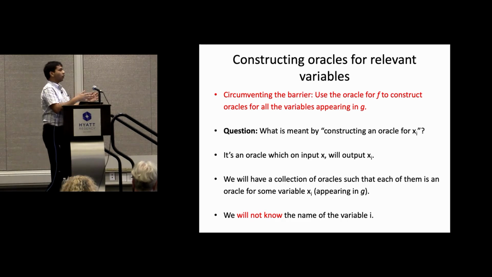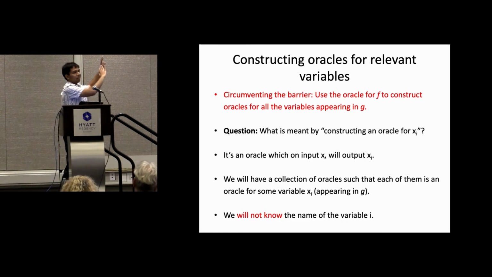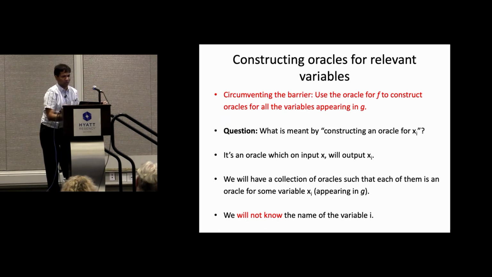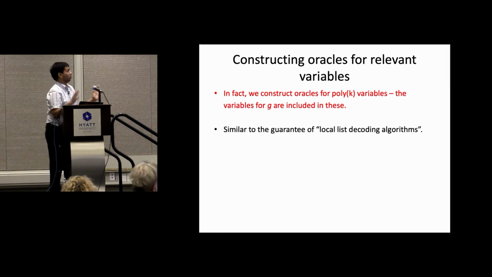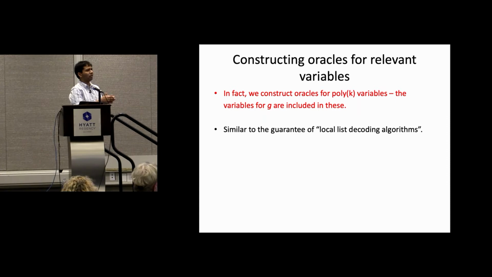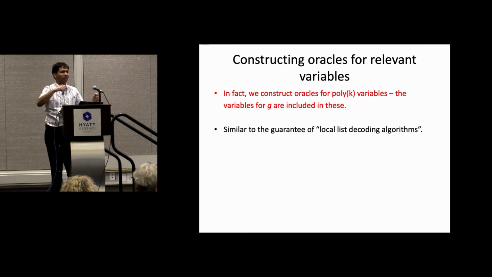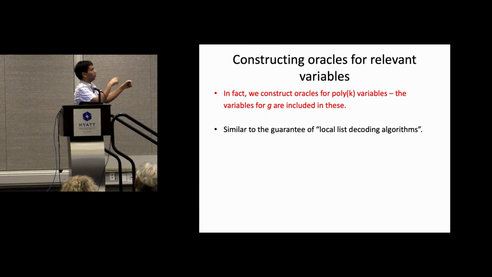And once you have these oracles, you can just run the hypothesis testing routine that I mentioned earlier. So, I mean, this should not be unfamiliar. This is very similar to the guarantee of local list decoding algorithms, or local decoding algorithms, where you do not necessarily specify the name of the codeword. You can just evaluate it at any given point.